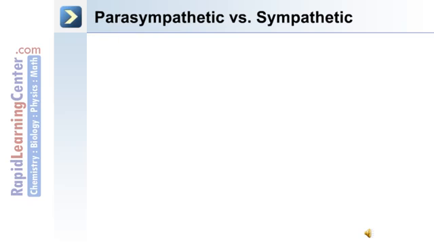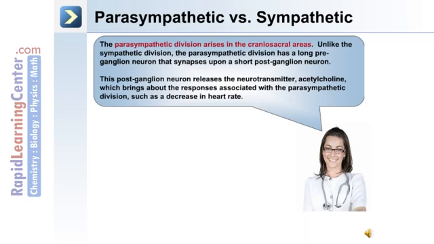The anatomical location of the parasympathetic versus the sympathetic. The parasympathetic division arises in the craniosacral areas. Unlike the sympathetic division, the parasympathetic division has long preganglionic neurons that synapse upon a short postganglionic neuron. This postganglionic neuron releases the neurotransmitter acetylcholine, which brings about the response associated with the parasympathetic division, such as a decrease in heart rate.